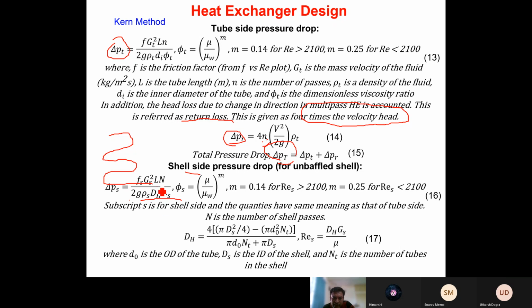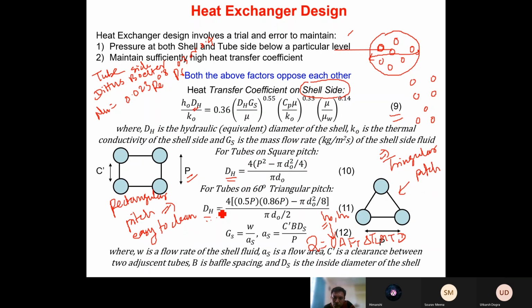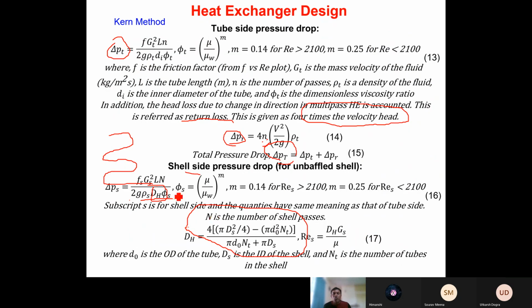Now this hydraulic diameter here is calculated slightly differently. This hydraulic diameter calculated here accounts for the total surface area weighted. But here this hydraulic diameter we have calculated is slightly different. Okay, this only looks at heat transfer. Remember, for heat transfer, the hydraulic diameter is calculated in a slightly different way compared to if you are calculating it for a pressure drop. So once we calculate this hydraulic diameter, we can put it in this equation and calculate delta P_S.